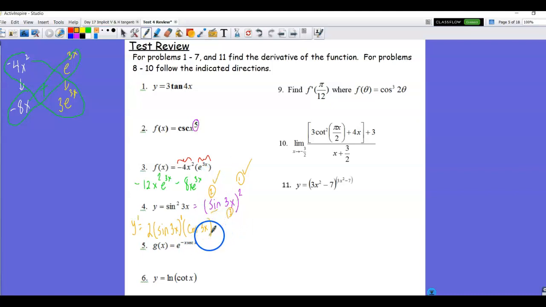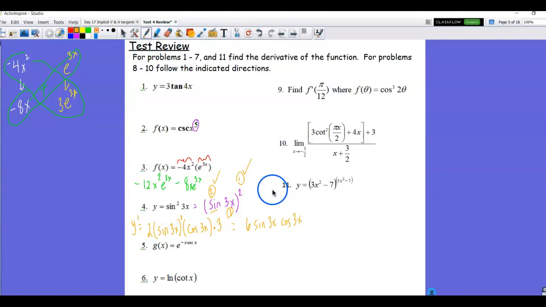And then the third link of the chain is to multiply by the derivative of the most inside function, which is the angle of 3. So that can be rewritten as 6 sine 3x cosine 3x. Be careful with the trig.